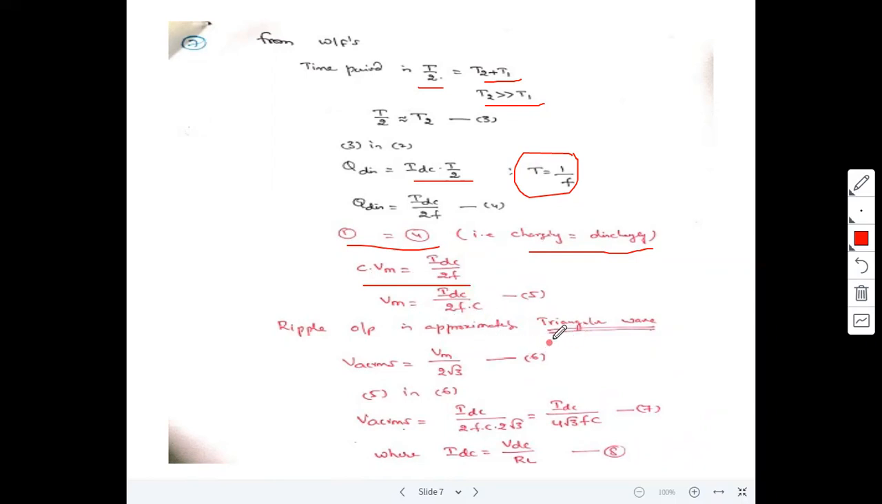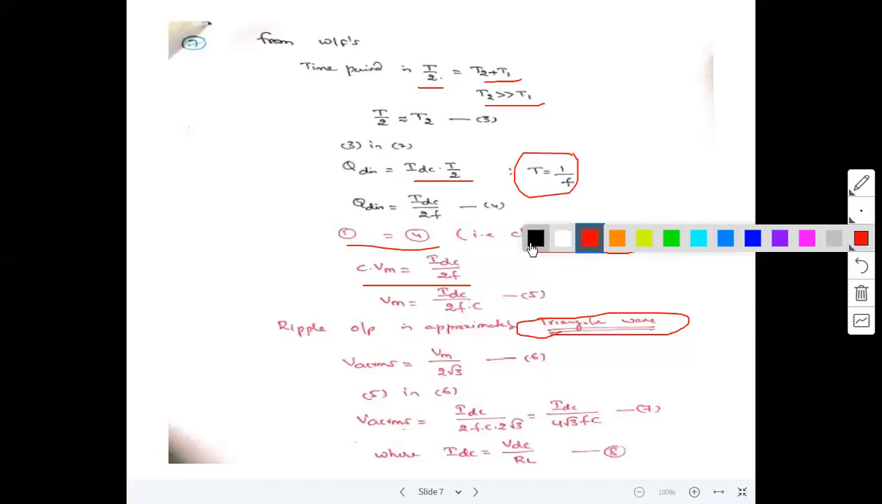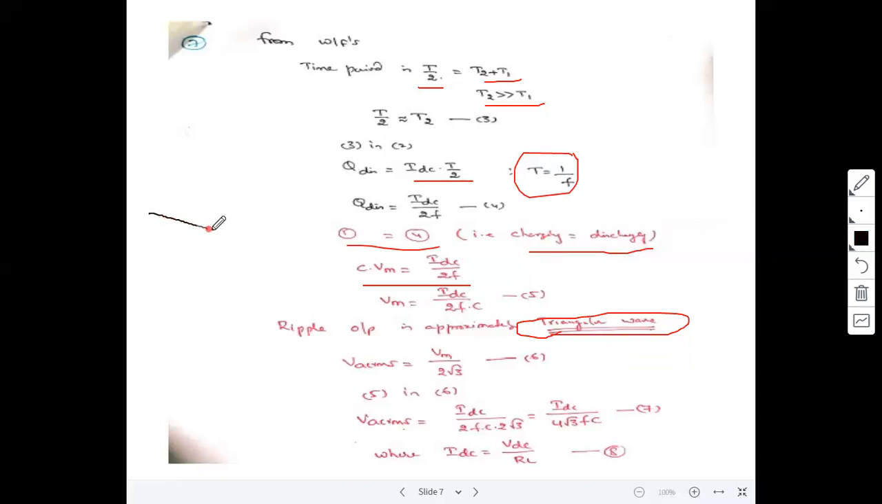Now, I already explained in the previous class that the ripple output is approximately a triangular waveform. What type of waveform here? The filter output is a triangular waveform. It slowly discharges, then again slowly charges, then again slowly discharges, then charges. The waveform is triangular, not a sine.